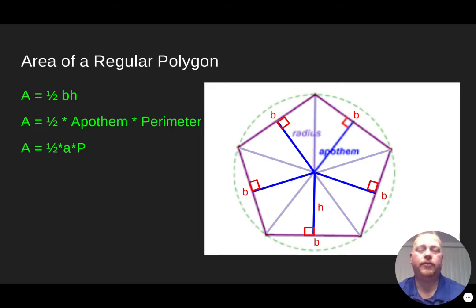the polygon. So if you didn't understand a single word that I just said, this is what you need to know. That formula. A equals 1/2 AP. That's the main thing I want you to get from this lesson, is that formula and how to use it.